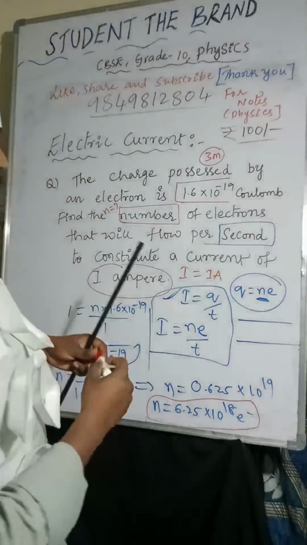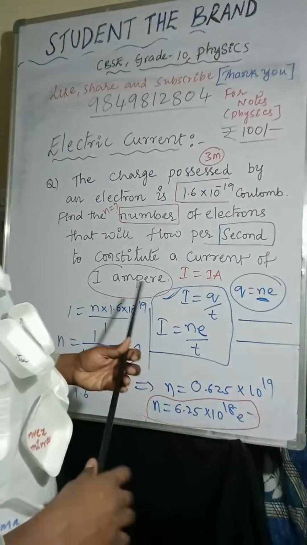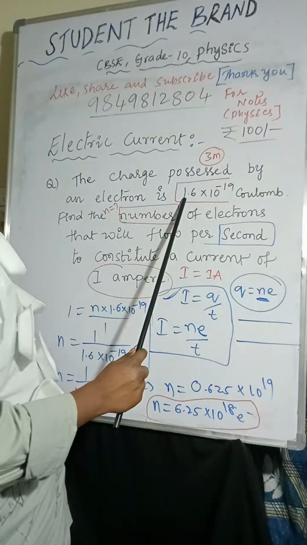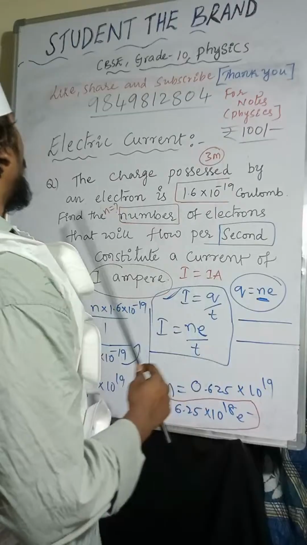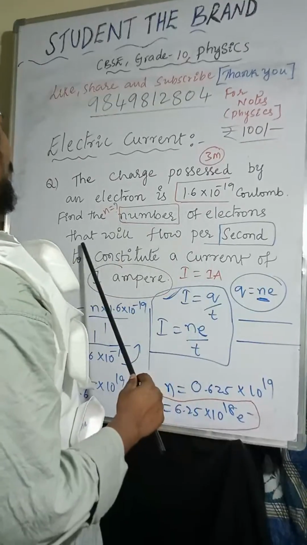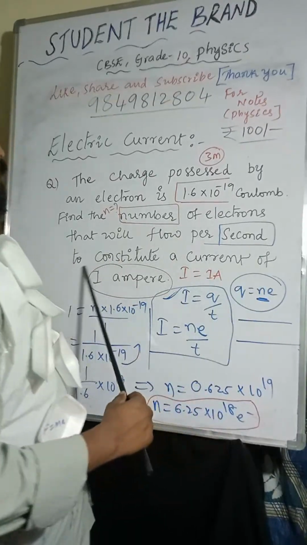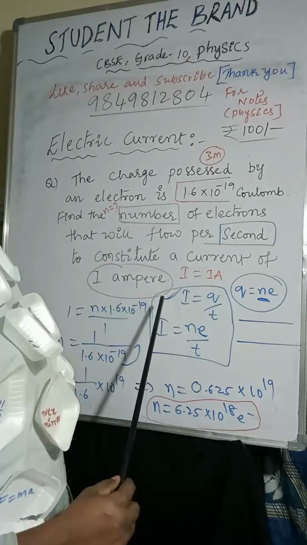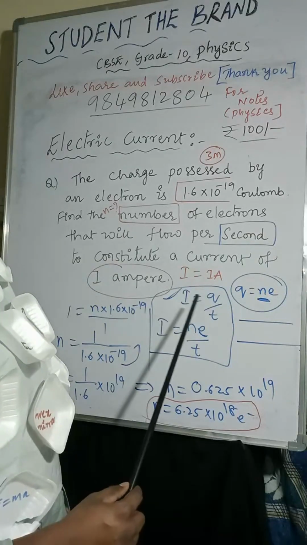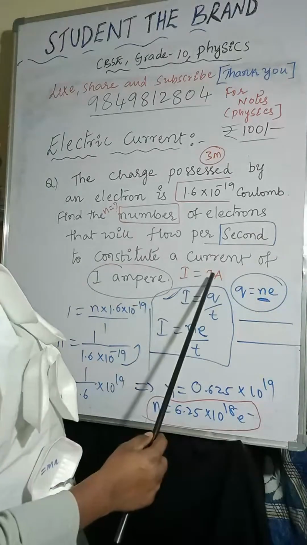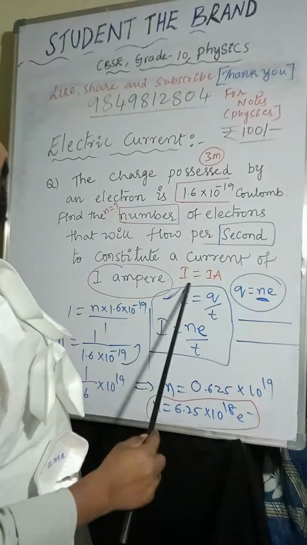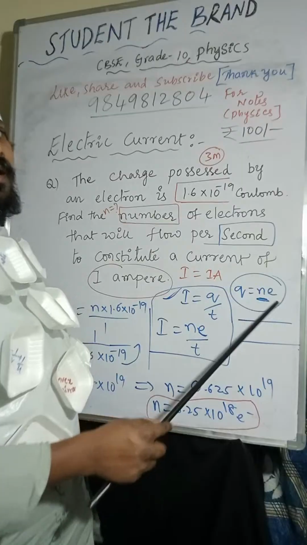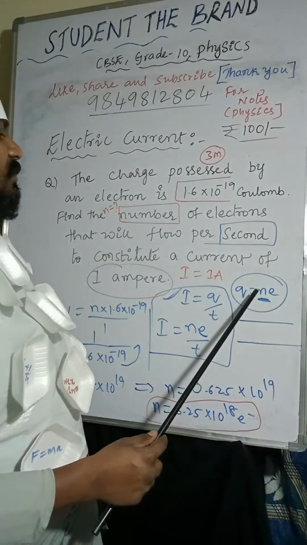Once again, check once here. The charge possessed by an electron is 1.6 into 10 power minus 19 coulomb. Find the number of electrons that will flow per second to constitute a current of 1 ampere. Here 1 ampere current is given, and Q equal to Ne, number of charges.